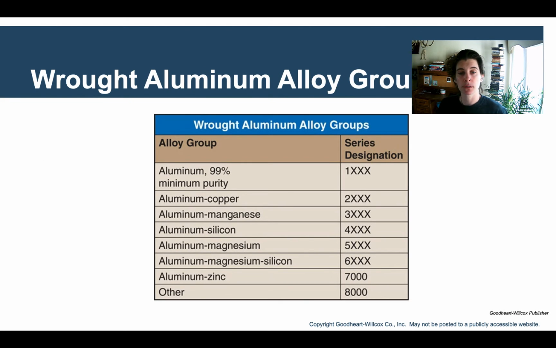So here are the different series designations for the wrought aluminum groups. Again, nothing you have to memorize here, just to give you a little taste of it. They're in the thousands as opposed to the hundreds like most stainless steels. And they're simpler designations, so just the one digit at the beginning tells you what main alloying group it's in, which makes it easier to get a rough idea of what you're working with.